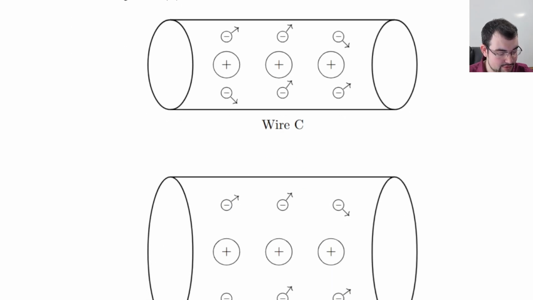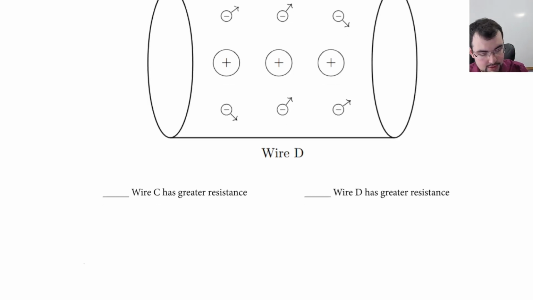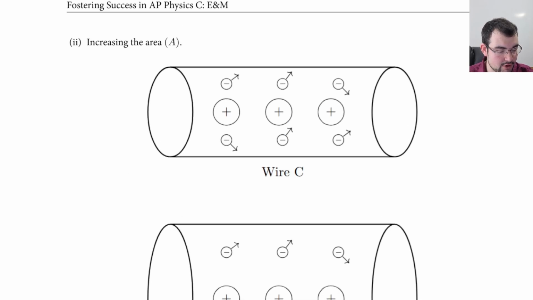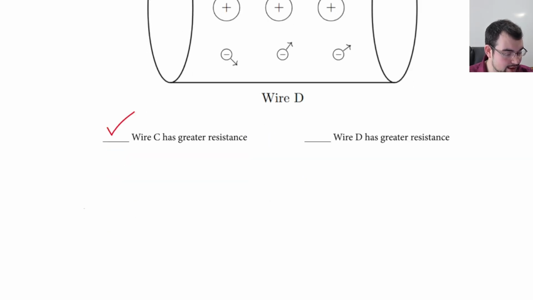Wire C is kind of crowded, but wire D, the area is bigger. So if there's a bigger area, and the length being the same, the greater area should actually take less time to get through. Because you can imagine if your hallway's really constricted, the people are going to be bunched up together. It's going to be harder for them to actually make it through to the other side. So of course, wire D is going to take less time.